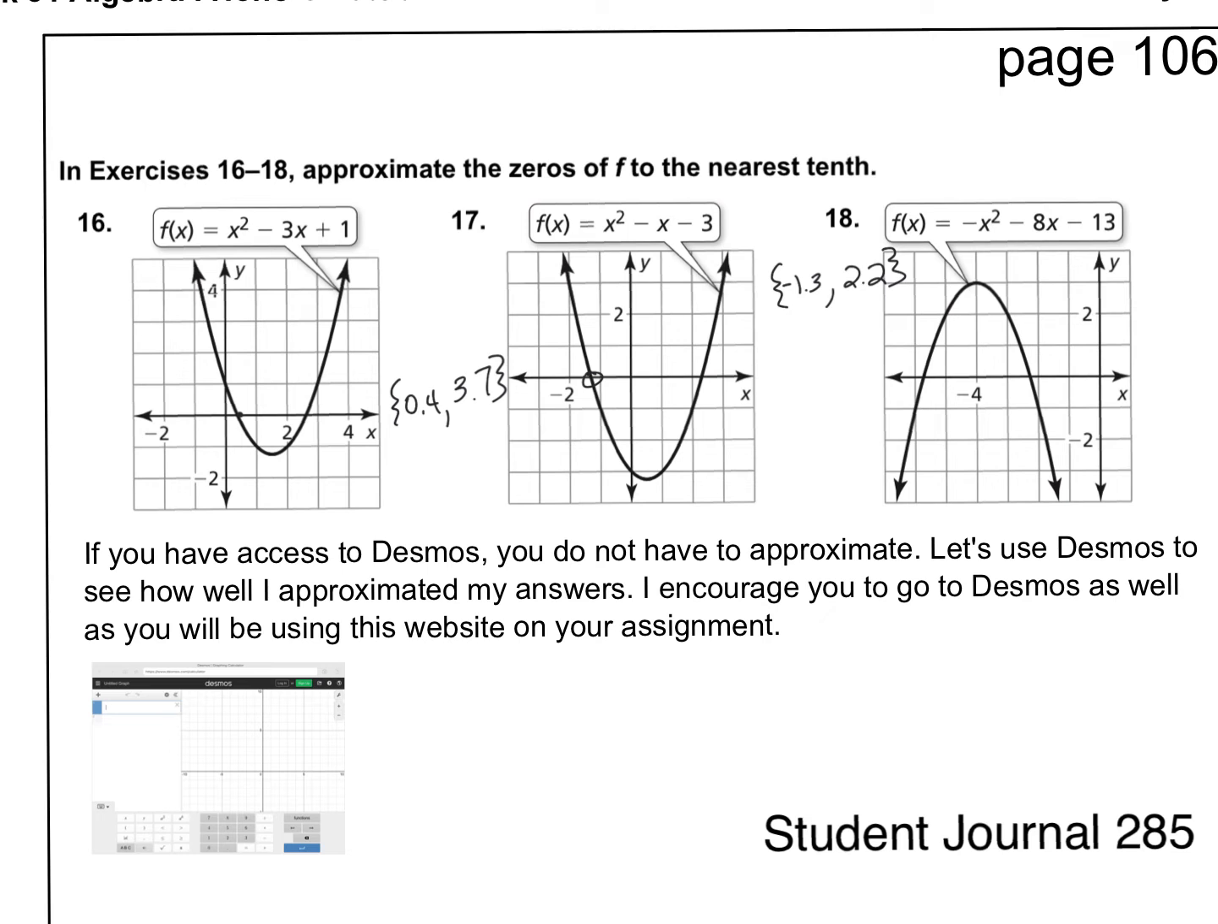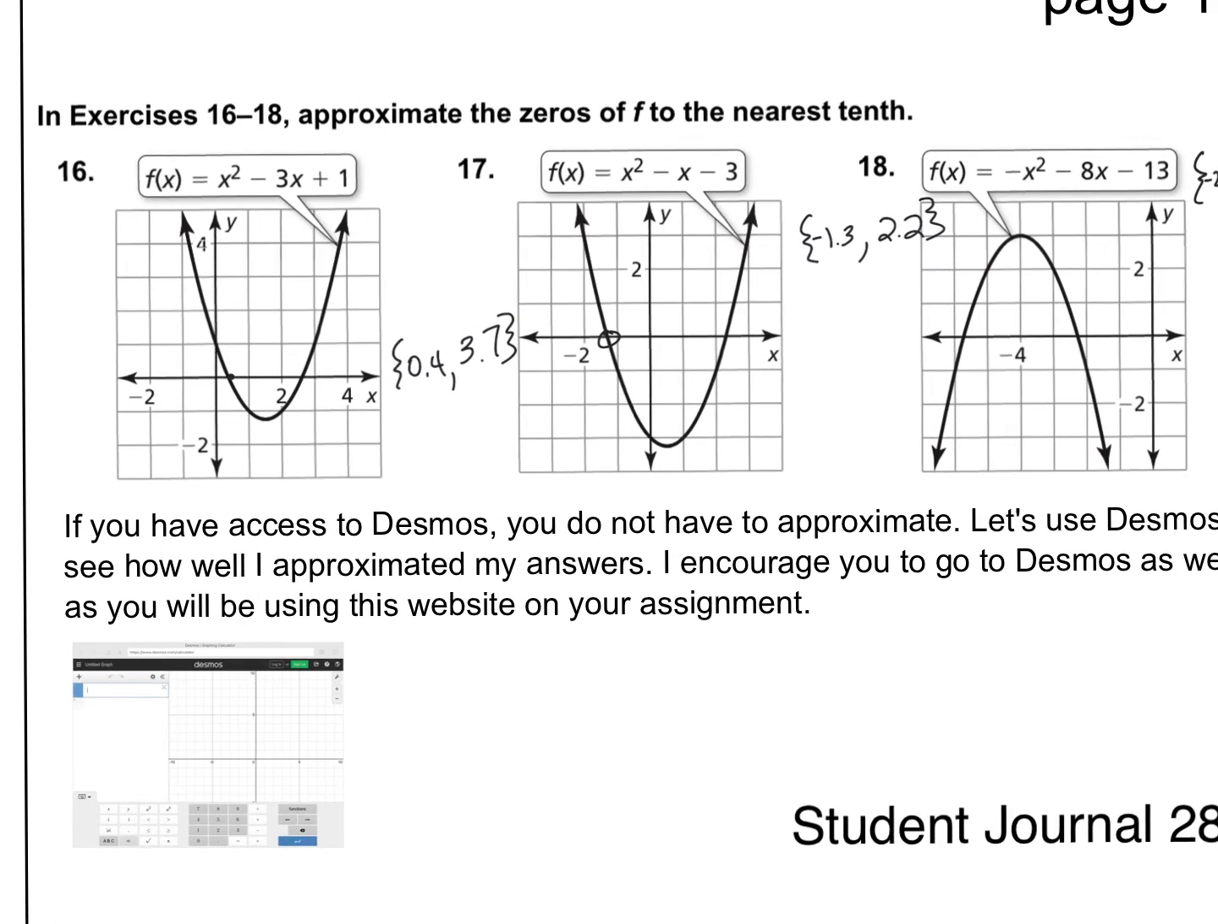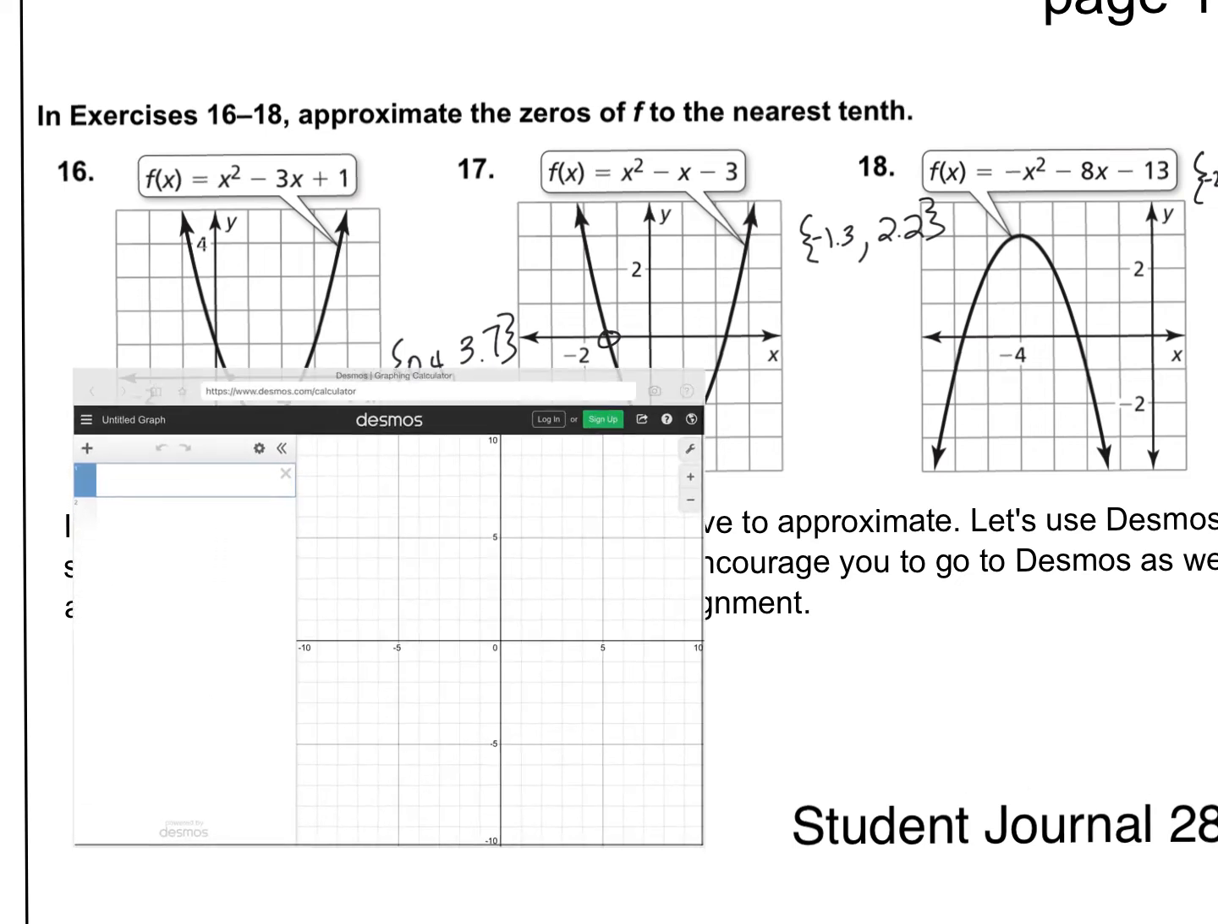And then this next one, number 18, negative 1, negative 2, so negative 2.2. And then negative 4, negative 5, negative 5.7. Can't really tell that's a 7. I hope you can. Okay, so let me grab Desmos. Here it is down at the bottom. Let me grab my pointer. Make this bigger.